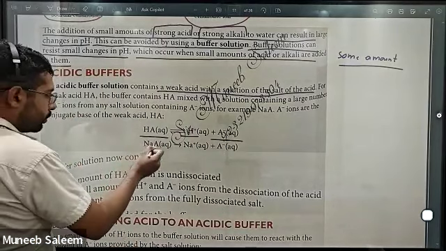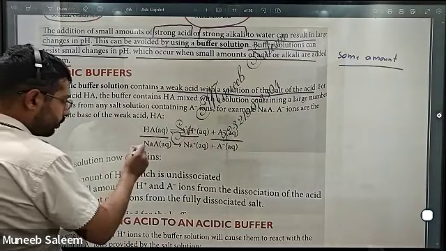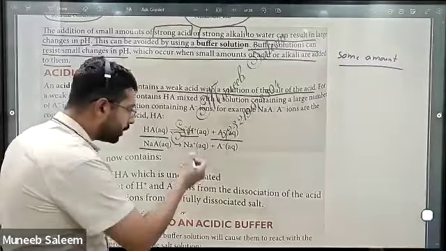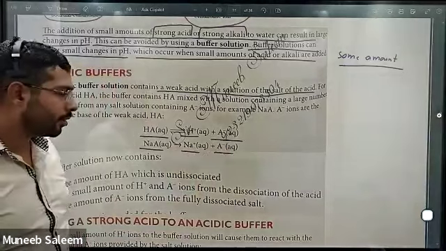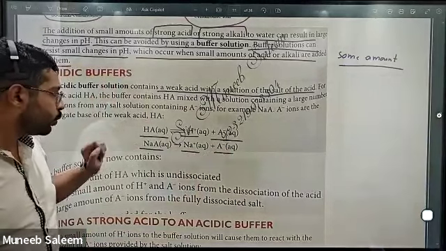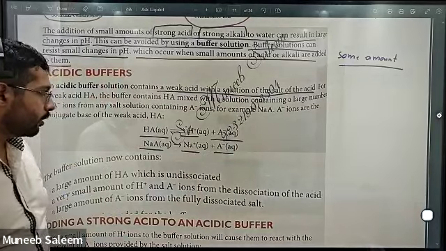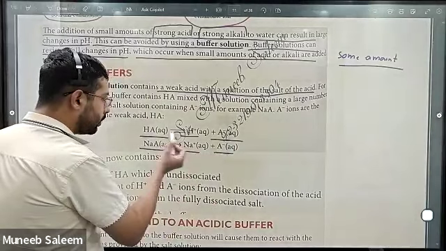the sodium salt of the anions, the same anions which are produced from the HA. So the salt is dissociated completely into the sodium ions and the anions. So these are the two components, the weak acid and the salt of the weak acid. It is also called a conjugate base because this is the conjugate base of the acid.